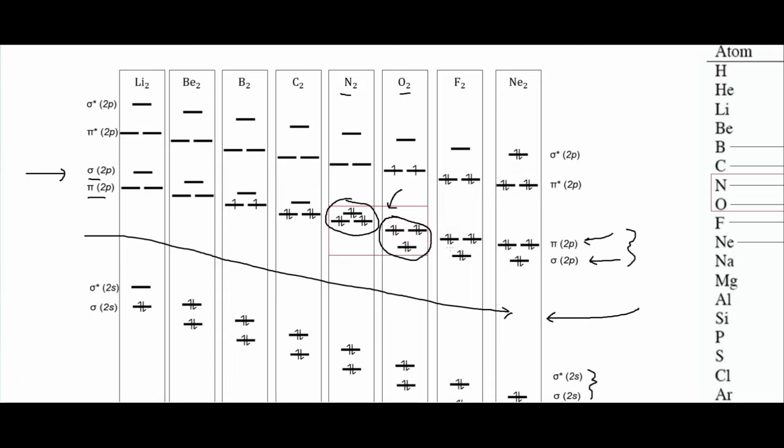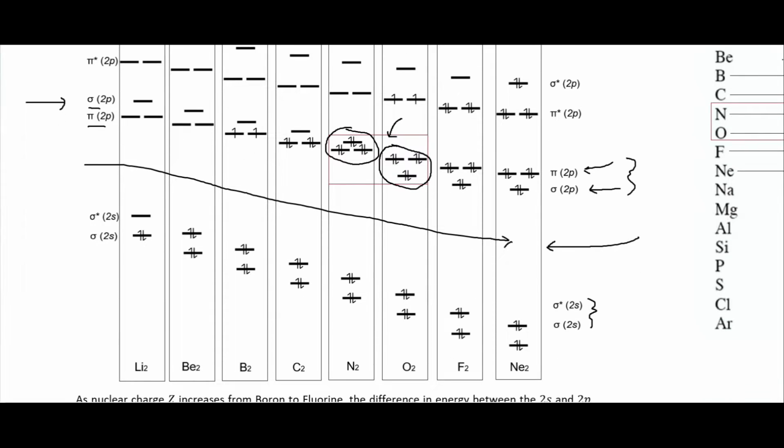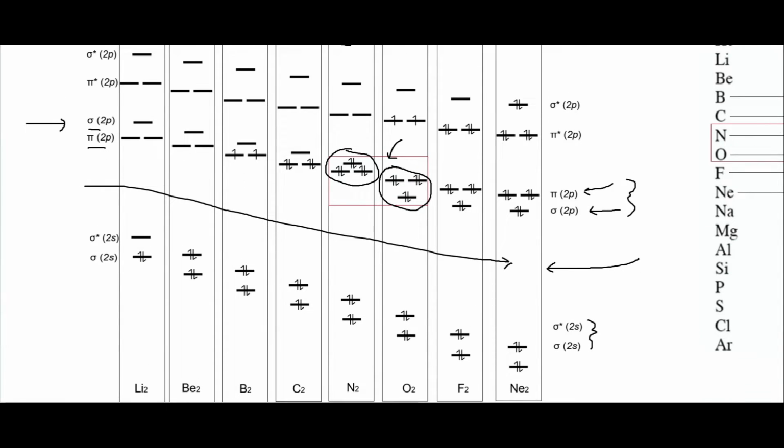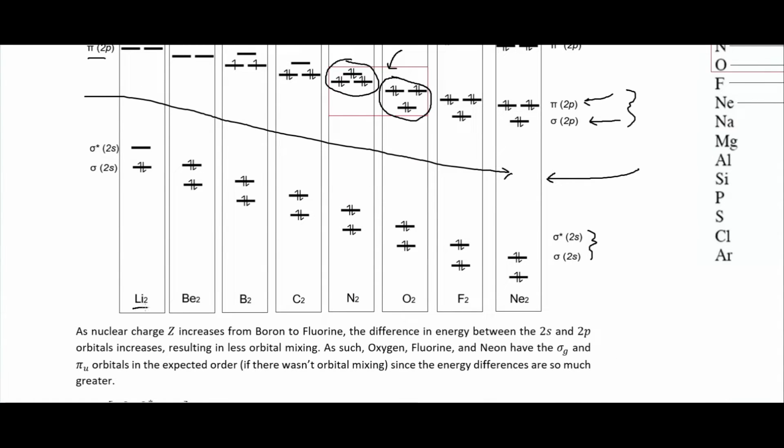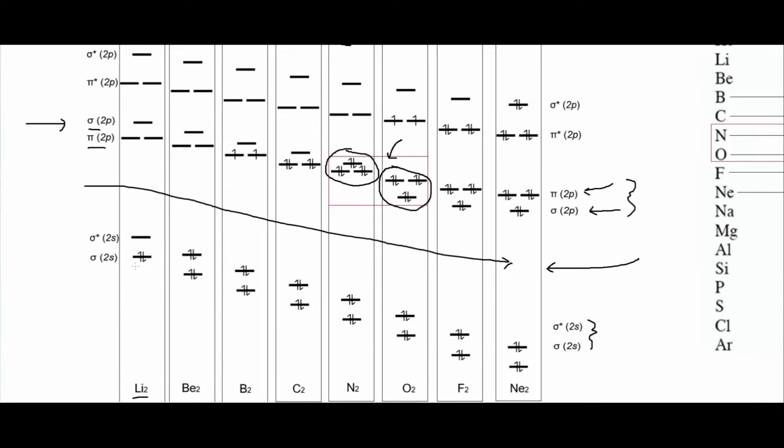The next is how these electrons are being filled in. So we see with lithium, the dilithium here, we have a bonding molecular orbital that's filled there.